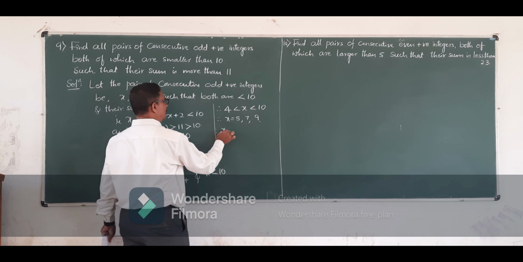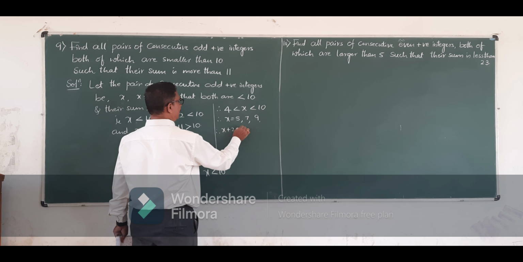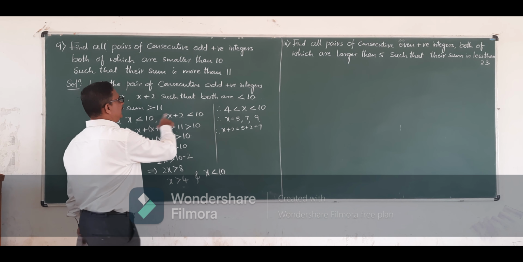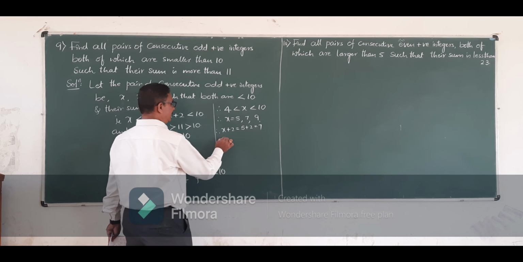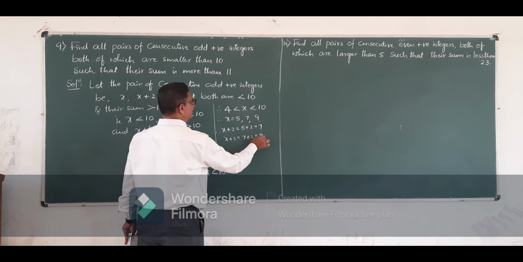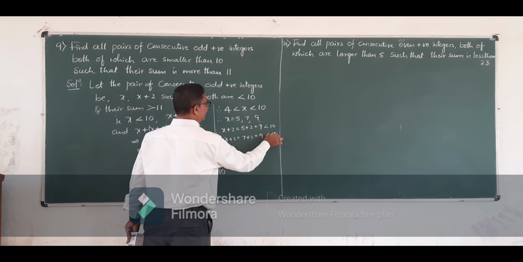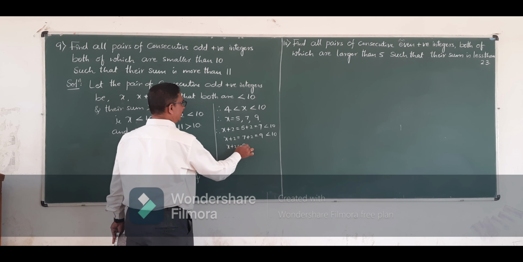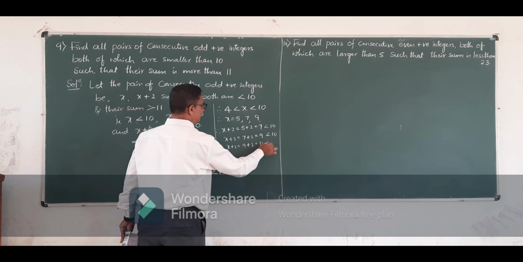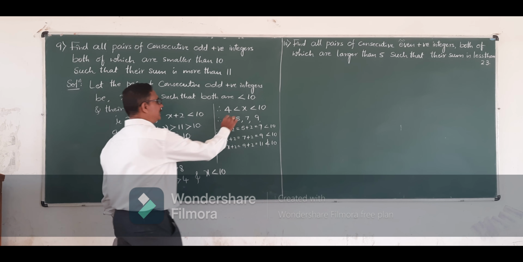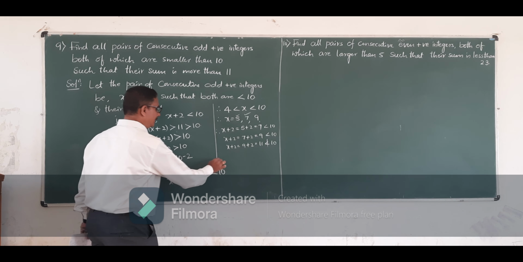Therefore, see what x plus 2 becomes. Put x is 5. 5 plus 2, 7. 7 is less than 10. Next, x value 7, plus 2, 9. 9 is less than 10. Right? Take x equal to 9. 9 plus 2, 11. Is 11 less than 10? No. 11 is not less than 10. Only two numbers, 5 and 7.